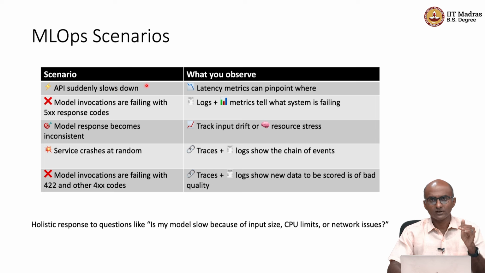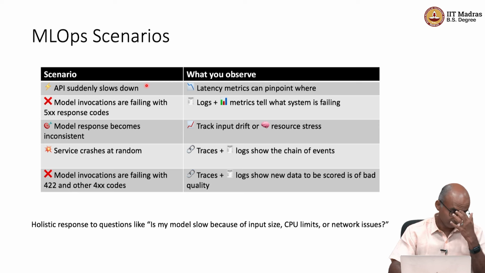In these kinds of scenarios, the way you would be able to root cause what's happening is by looking at latency metrics over a period of time, so that you start to understand at what point the latency started to become more and more. Response times became more and more. Right? So that's scenario number 1.